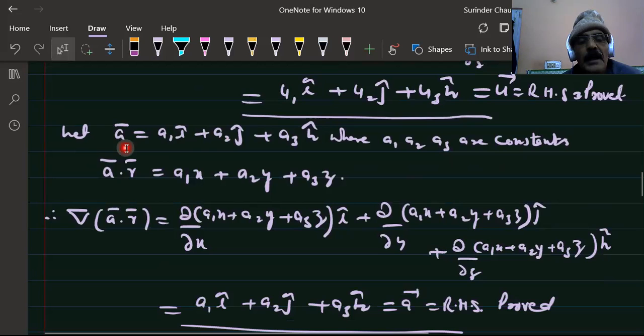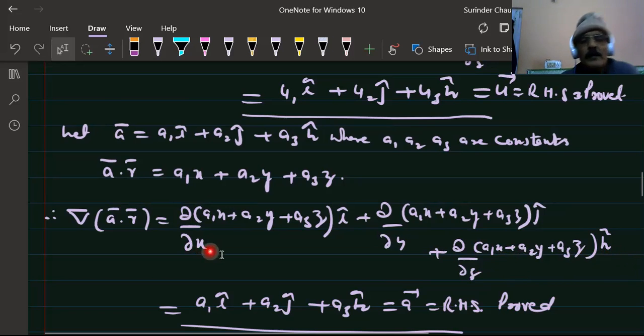Let a is equal to a1 i plus a2 j plus a3 k, where they are constants. So a vector dot r vector is, similarly again i dot i, j dot j, k dot k, equal to a dot r equal to a1 x plus a2 y plus a3 z. Now this is given. Now gradient can operate on this. So gradient of this is equal to i del by del x of a1x plus a2y plus a3z, plus j del by del y of a1x plus a2y plus a3z, plus k del by del z of a1x plus a2y plus a3z.